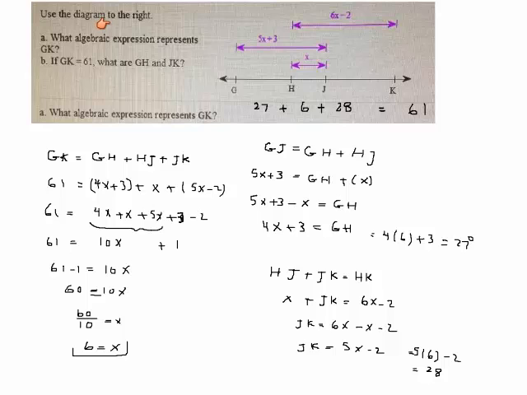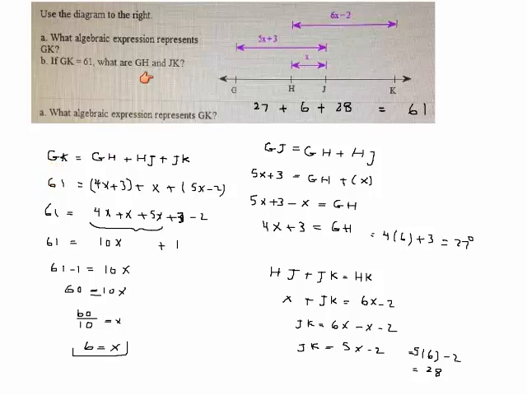Use the diagram to the right, this diagram here. You want to write the algebraic expression to express GK. This is G, this is K. Looks like GK is equal to GH plus HJ plus JK. So we can start writing GK is equal to GH plus HJ plus JK.